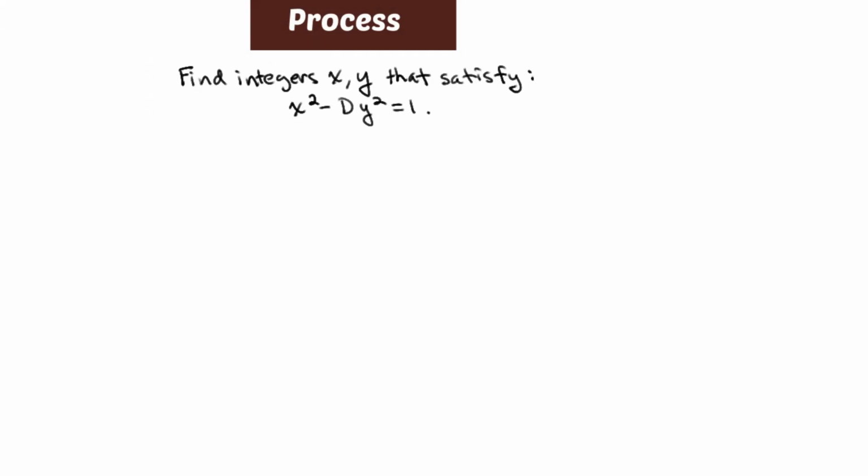Let's get started. As a quick review of the problem statement, what we want to do is find two integers, x and y, that satisfy x squared minus d times y squared equals 1. D is given. It's a positive non-square integer. This is Pell's equation.